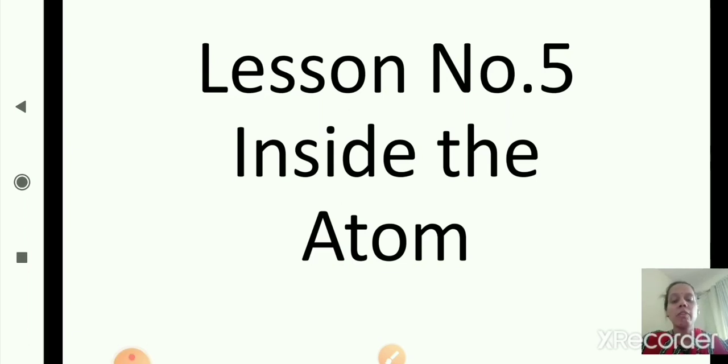How will we distribute the electrons in each shell? What is the maximum capacity of K shell? That is 2 electrons. What is the maximum capacity of L shell? That is 8 electrons. What is the maximum capacity of M shell? That is 18 electrons. And what is the maximum capacity of N shell? That is 32 electrons. How do we get those numbers?